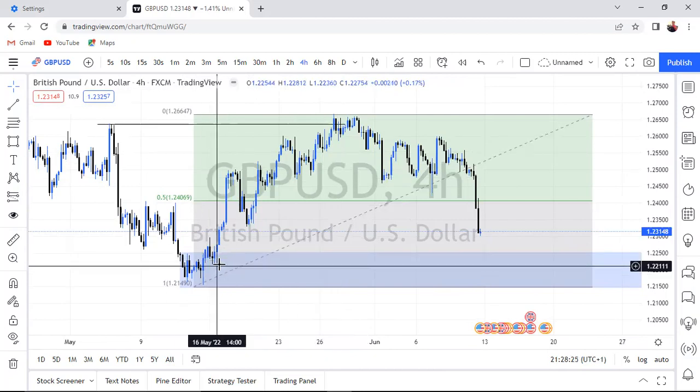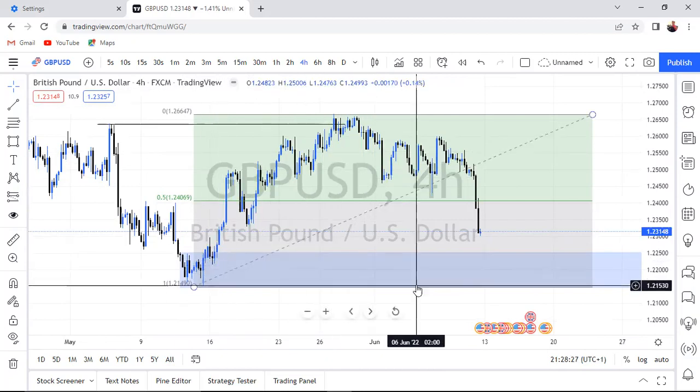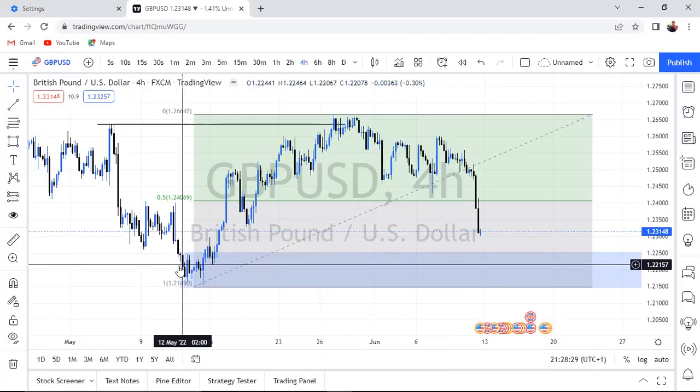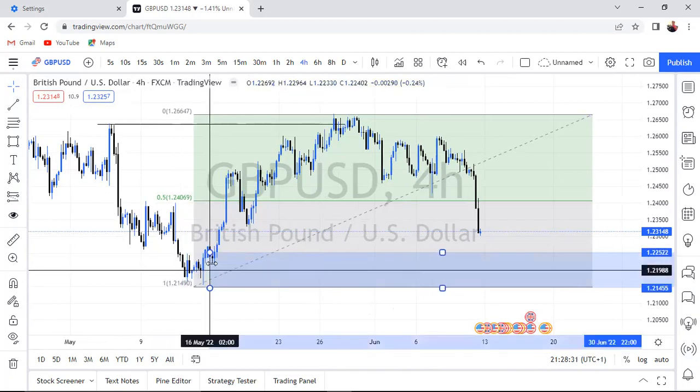So this now, why I won't be refining this much was this little candle that is here, this one.